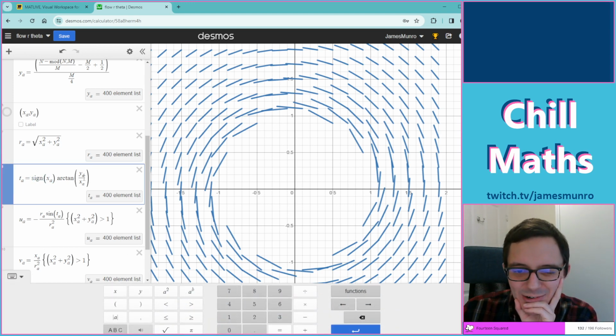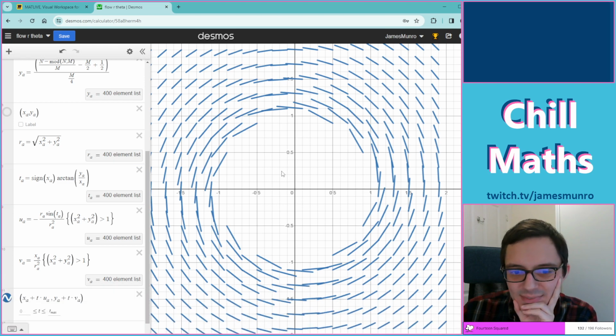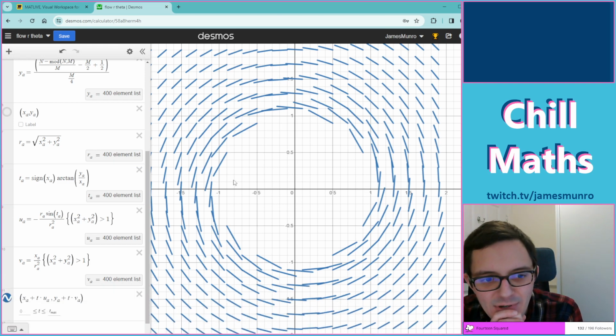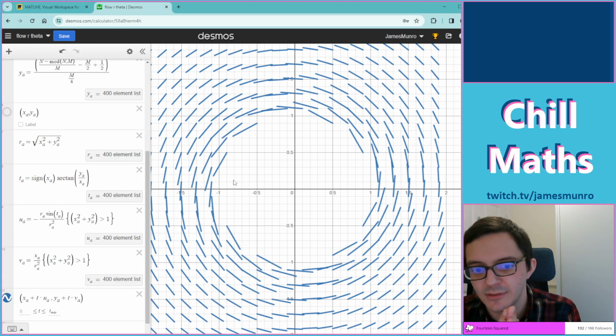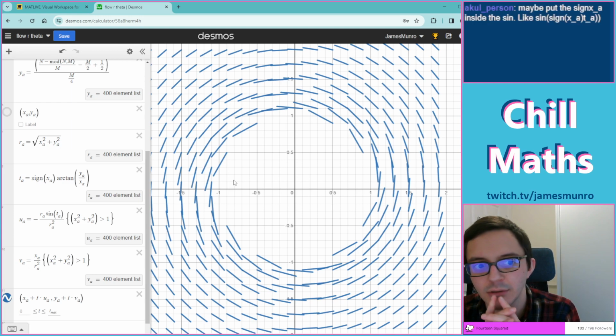But actually this is not quite how this works, is it? Okay, we're teaching Desmos about arctan. If... what do I want here? If XA is positive, then carry on, please do arctan in the normal way, and it will get an angle.